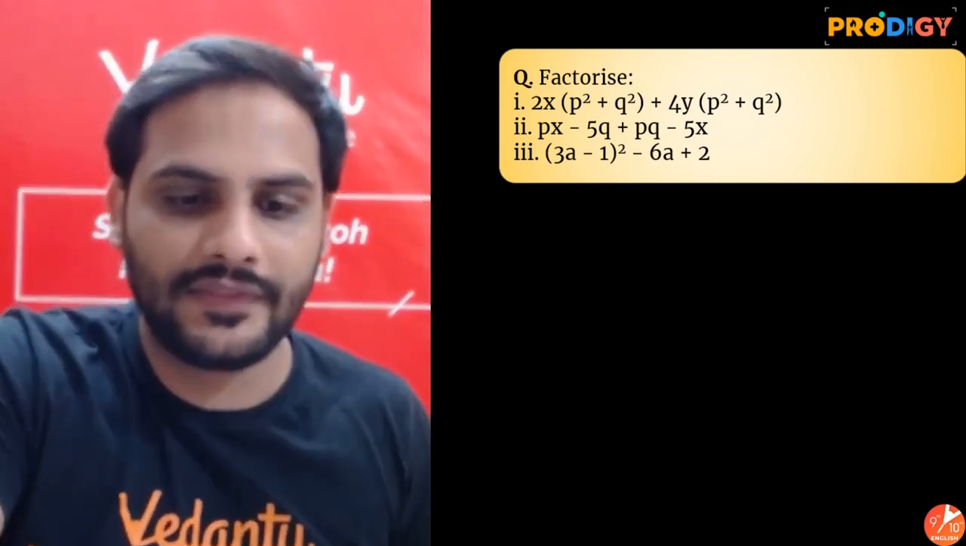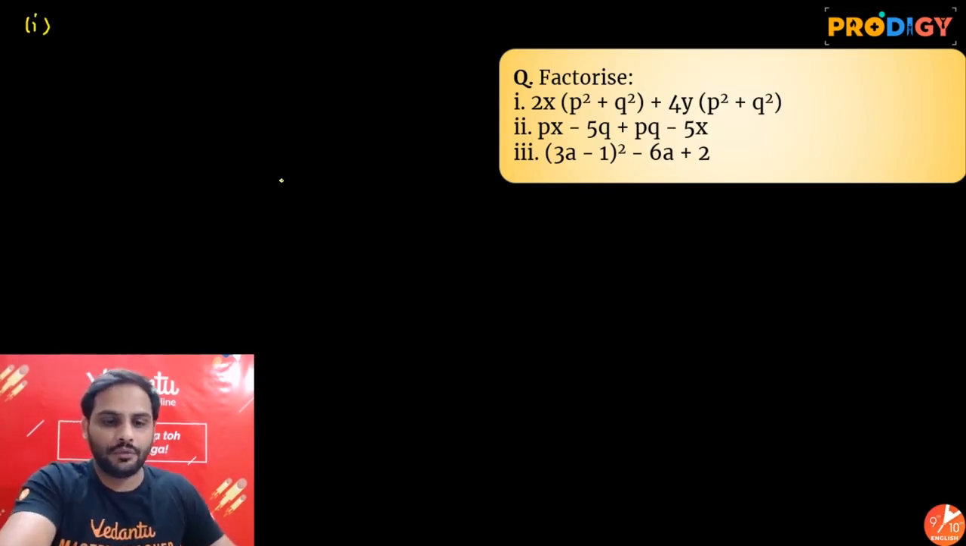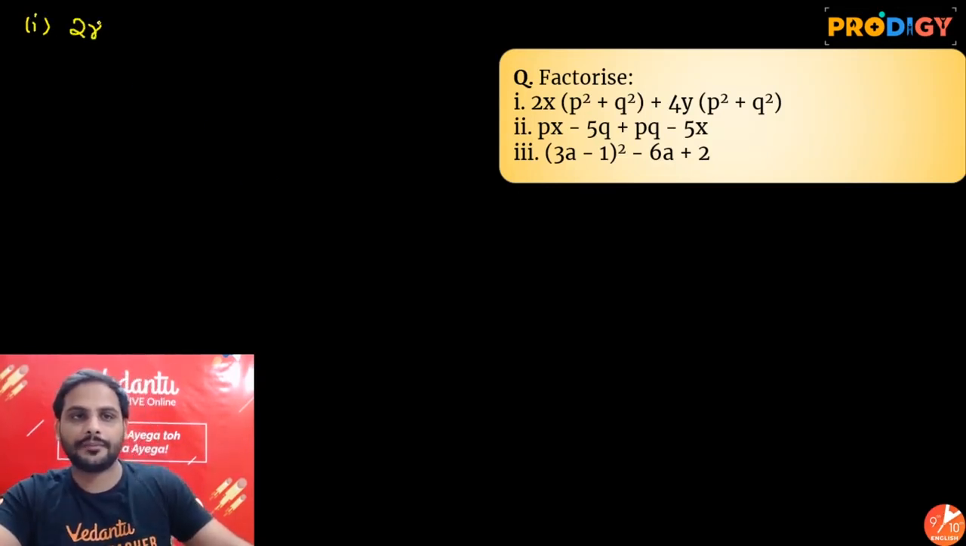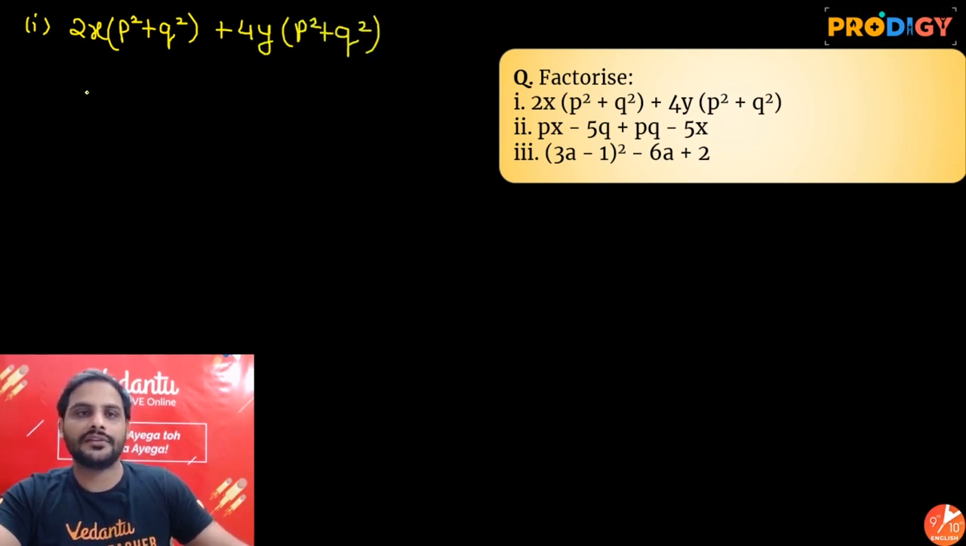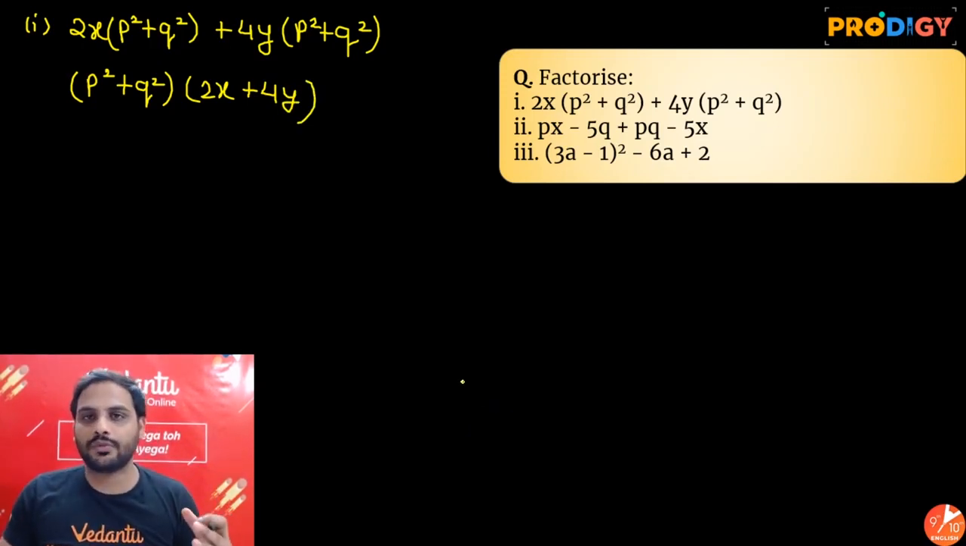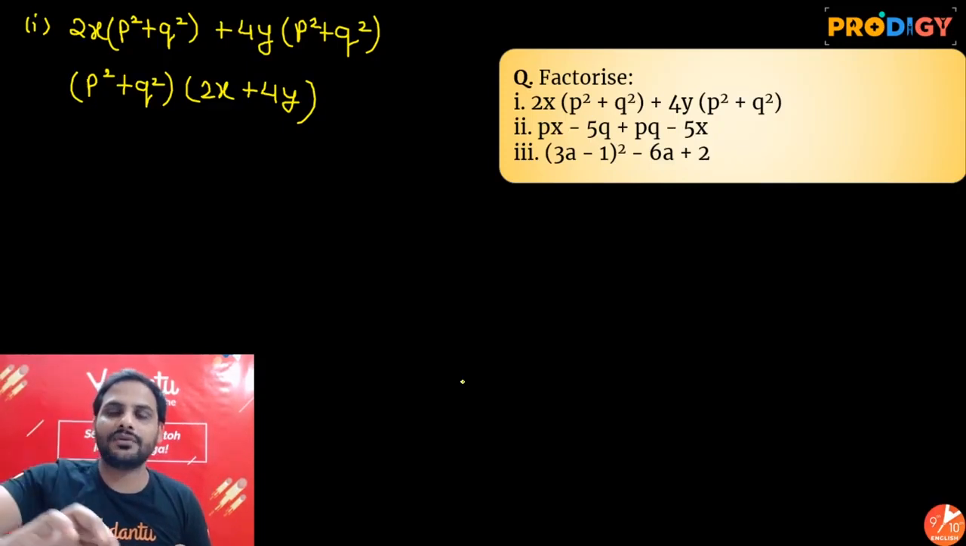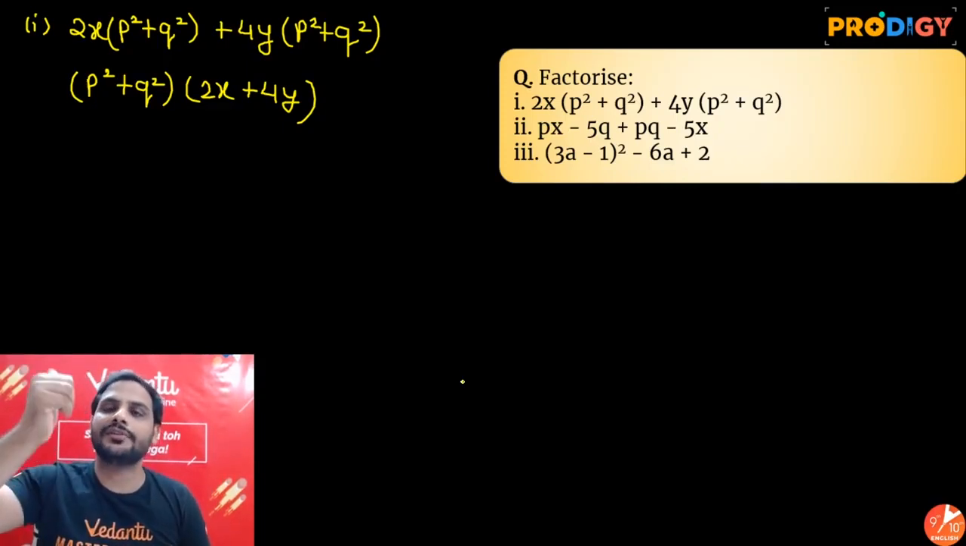Let's apply the logic in the first one. What do we have over here? It is 2x into p square plus q square plus 4y into p square plus q square. So I can take p square plus q square common, and then here we have 2x plus 4y. Now p square plus q square cannot be factorized further, so this will be the final form. I have written it as a product. So try to write it in the form of a product, as simplified as you can.